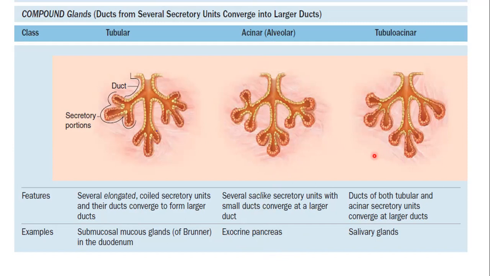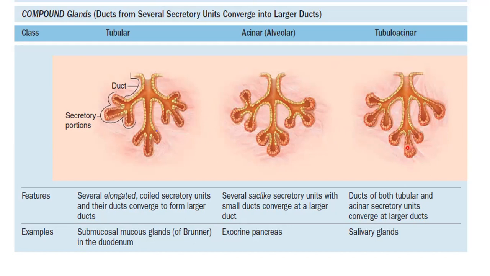The last one among compound glands is here. We see that they have one major duct and several smaller ducts at the bottom. But if you look at the shapes, some glands are cup-like, therefore we call them acinar or alveolar. Some glands are tube-like, this one and this one. So it's a mixture of alveolar and tubular, and we'll call this a tubuloacinar gland.